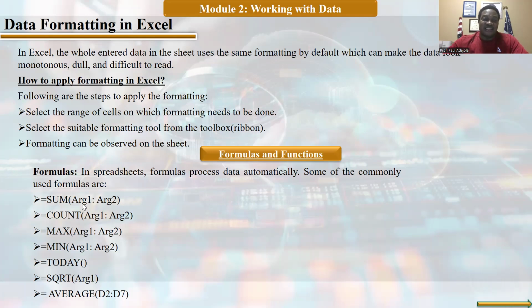This you are seeing here as ARG1. It's just telling us the cell range, from cell A1, for example, to cell B20. That's the range you want to work on. Then we have other functions: count, maximum, minimum, today, SQRT, then average.